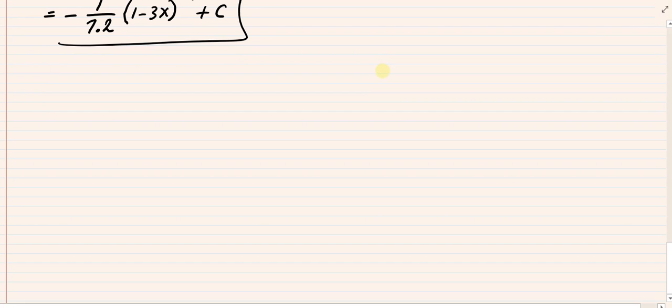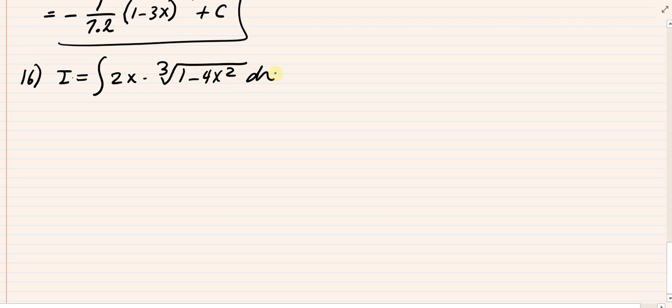Let's take a look at number 16. Okay, in number 16 we have the integral of, this time, 2x times the cube root of 1 minus 4x squared dx. Notice the form of our integrands is now more complicated than what we had in an earlier section when we first discussed antiderivatives.